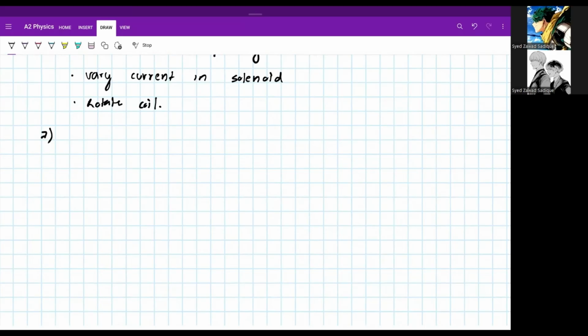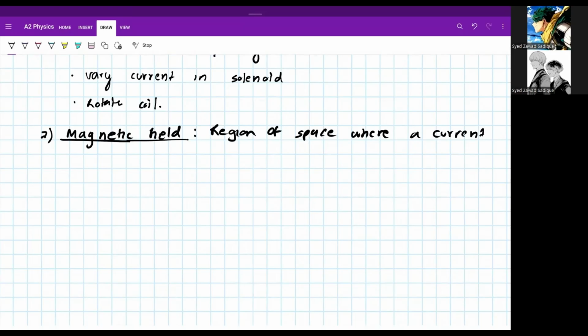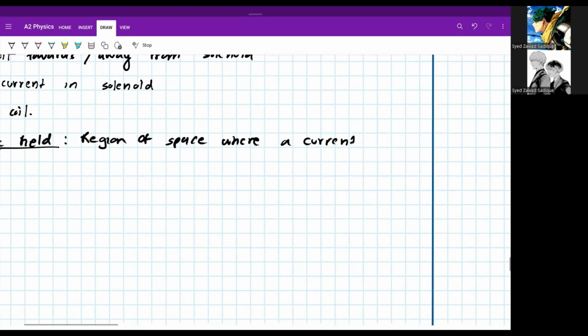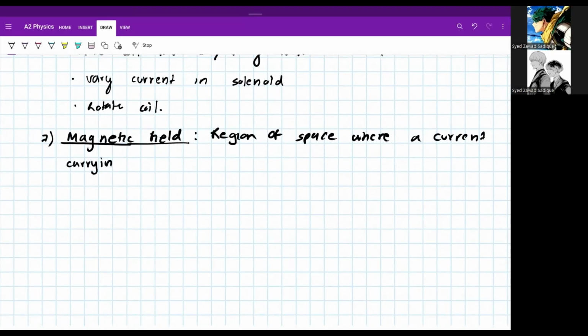Number 7, magnetic field is a region of space where a current carrying conductor experiences a force.